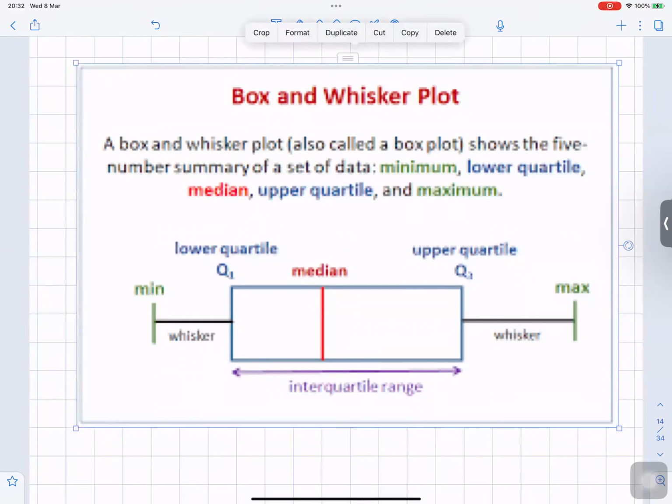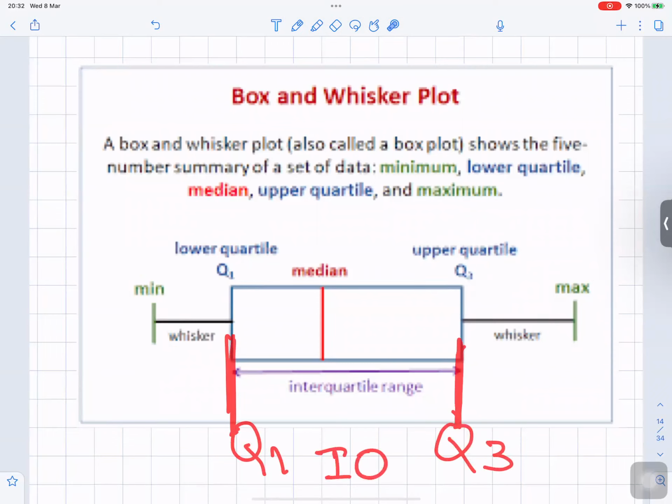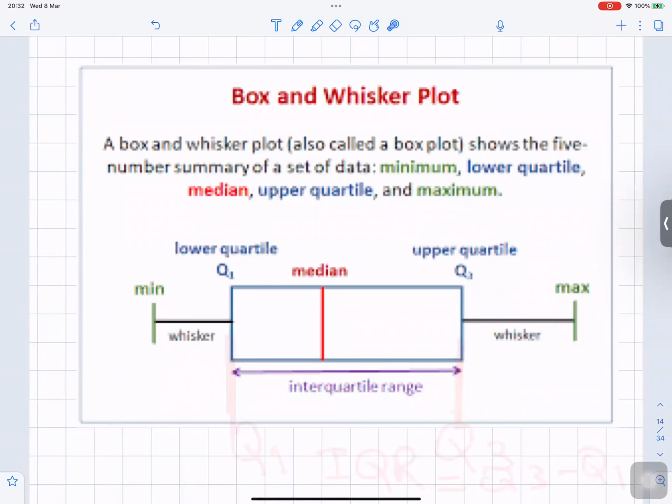This is what a general box and whisker plot looks like. It has a minimum value. It has a maximum value. It has a lower quartile, which is sometimes called Q1. It has an upper quartile, which is sometimes called Q3. And then the median. The difference between the lower quartile and the upper quartile, Q1 and Q3, is called the interquartile range. It's Q3 minus Q1. So that distance there is called the interquartile range.